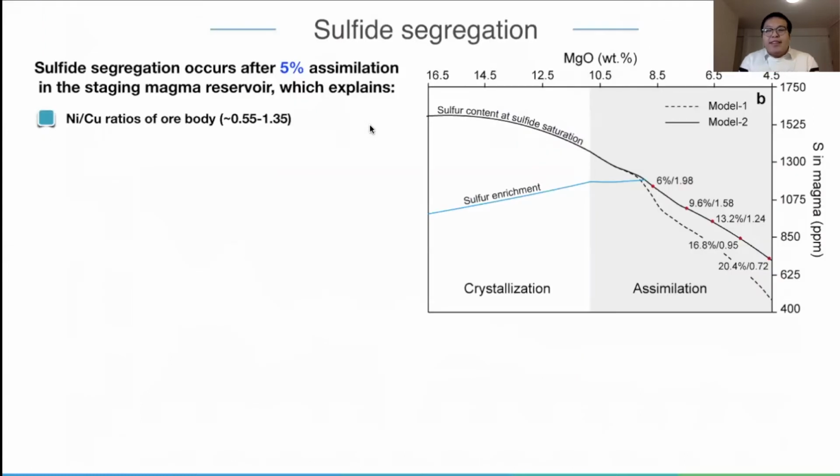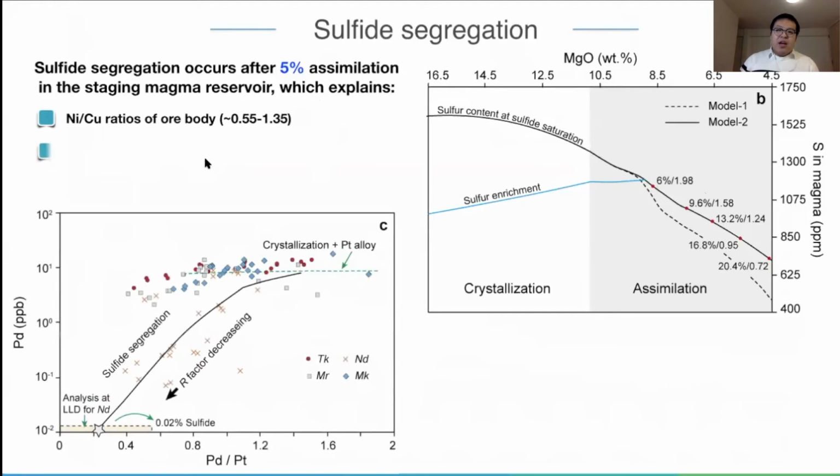And then we can see that after 5% of accumulation in the magma chamber, the sulfide segregation occurred. And we calculated the nickel-copper ratio of the sulfide, and that's 1.98. We can see this range of nickel-copper ratios matches the nickel-copper ratios in the ores. And another thing is that we also modeled the PGEs in the flood basalt. It can match very well.